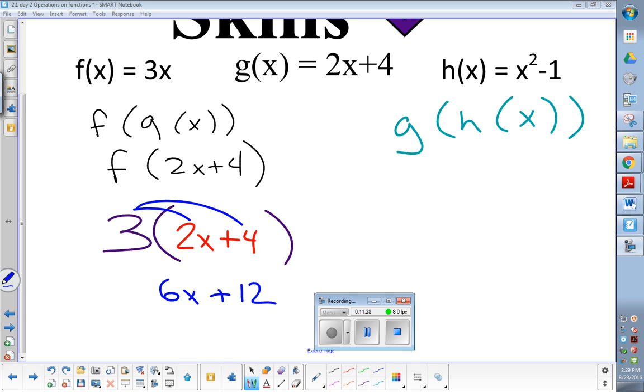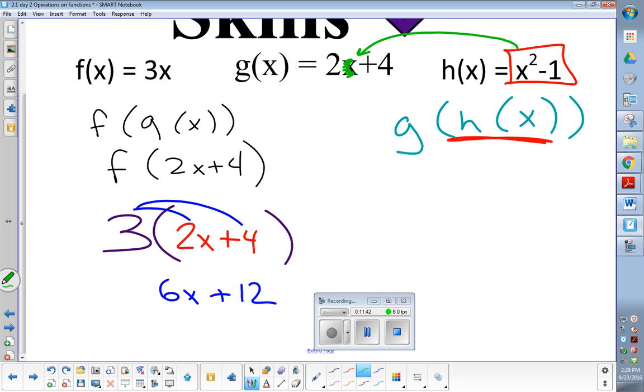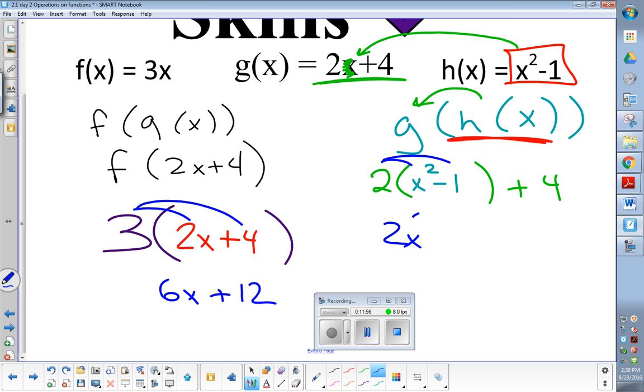Evan, which equation am I starting with? H. He's starting with this right here. Starting with h of x. Which equation are you then going to plug that into? Into g. So he's taking that whole thing and putting it right there. So it's now going to be 2 times, plus 4. And where that x used to be, x squared minus 1 is going to go in its spot. So all I need to do here is distribute and then combine like terms. That's my final answer.